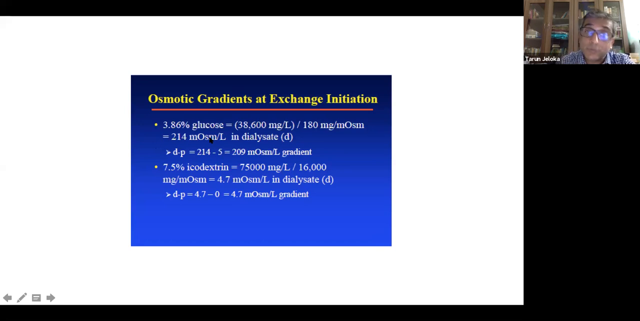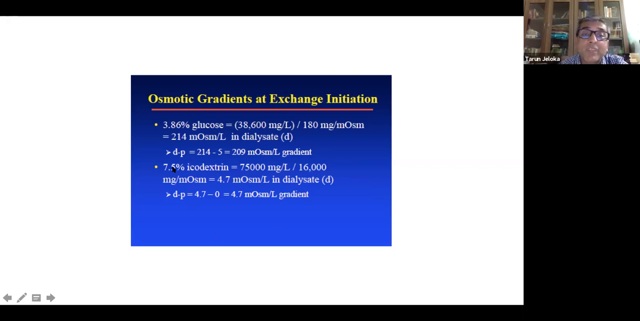Now, the gradient is actually calculated by dialysate minus plasma. So this is the osmotic strength of glucose. Now gradient is D minus P. 214, what we calculated here, is the osmotic strength of glucose 4.25%. And in blood, the glucose levels are low. Its osmotic strength is only 5. So 214 minus 5 is 209, which is the osmotic gradient for 4.25% glucose bags. You can memorize this also, but you should know how we have derived this osmotic gradient.